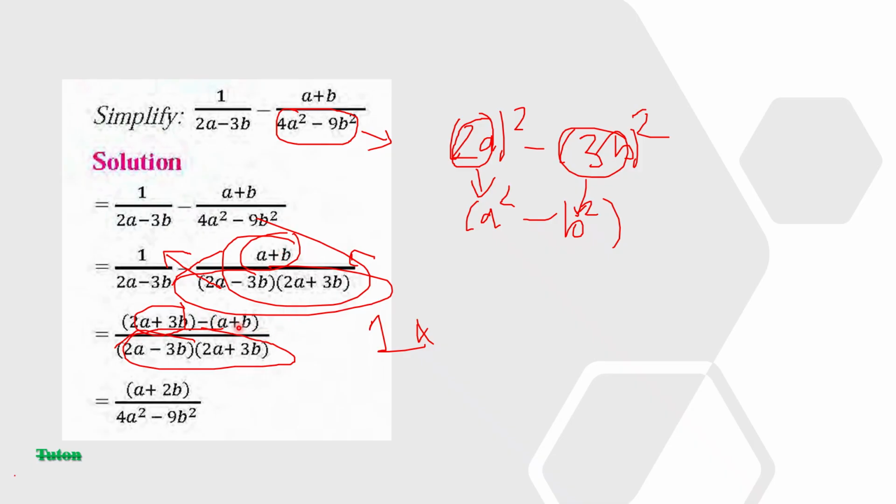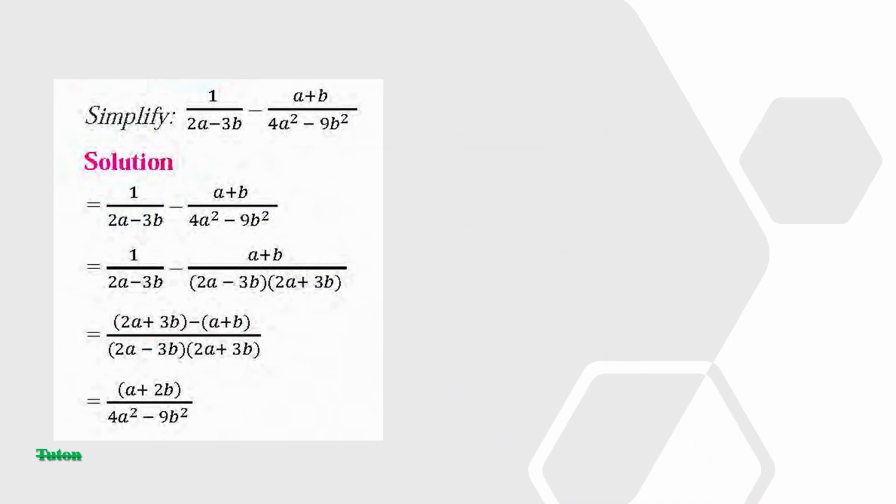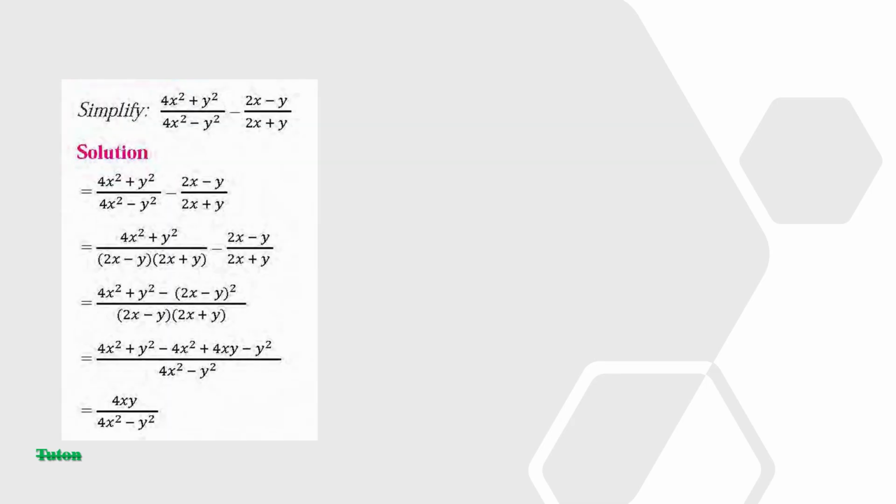Now we open the bracket. Then after opening the bracket, 2a minus a would be a, and 3b minus b would be 2b, which is the answer after simplification. Let's move on to the next question.